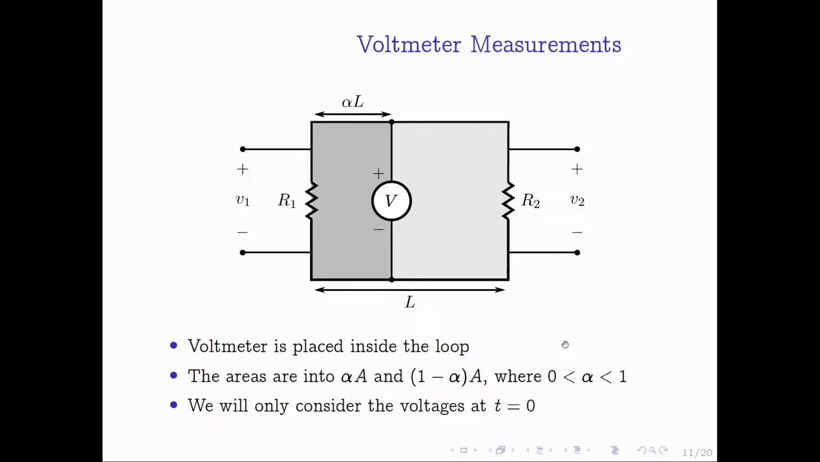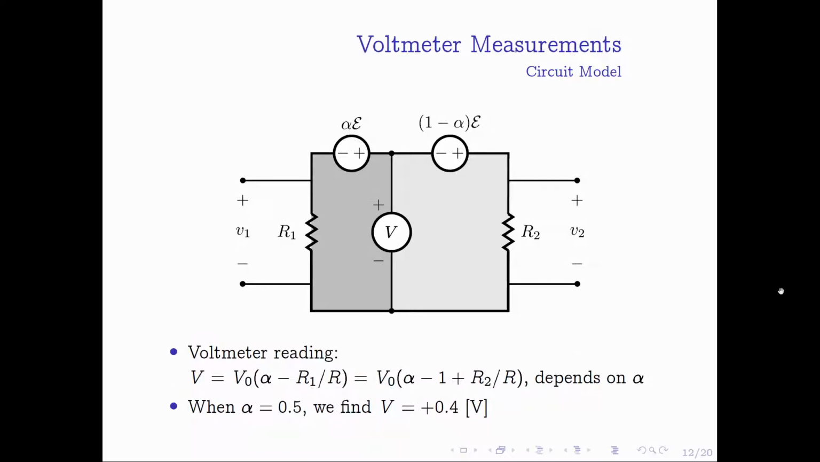In addition to that, we will set t equals 0, and we will only look at the voltages at that time for simplicity. The circuit model in this case should look like this. Because we have a voltmeter with probes and wires, they split the circuit into two smaller loops, and each loop has its own EMF. And because we have oriented our voltmeter vertically, it was easy to find the equivalent EMF source on each loop.